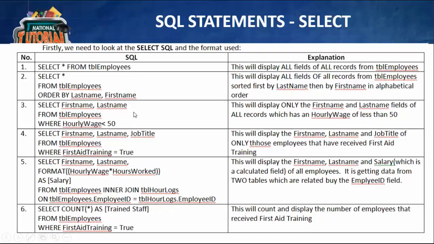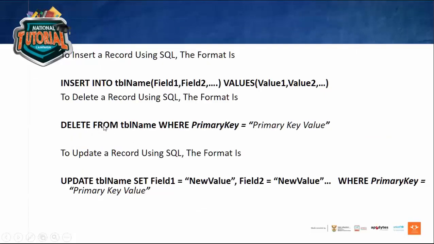Now, remember in our normal programming, we have if, then, else. So this where statement is like your if. Instead of saying if hourly wage is less than 50, we'll say, listen, get the first name and get the last name of only those employees that earn an hourly wage that is less than 50. Okay, if you're looking at the next one, once again, we are only getting 3 fields, right?